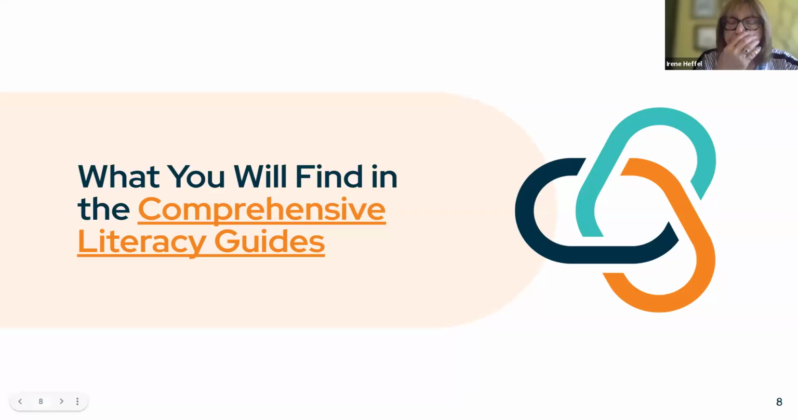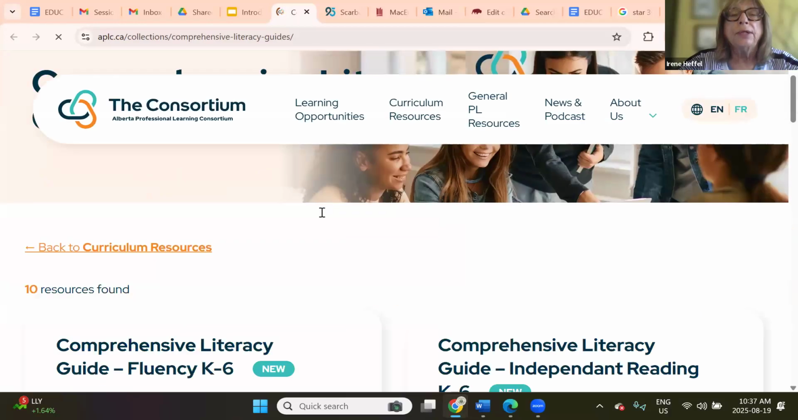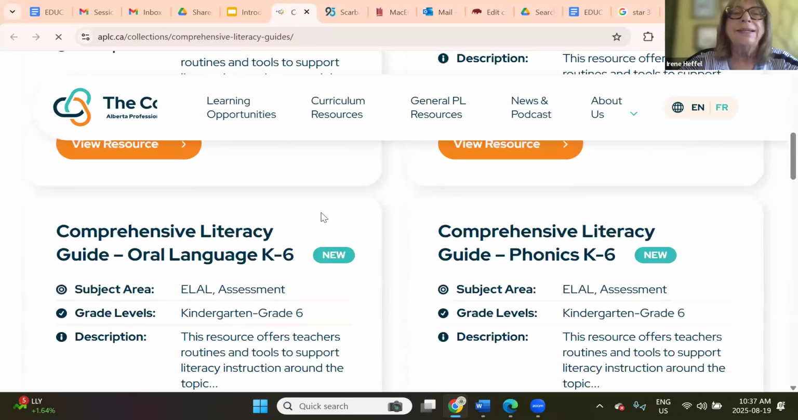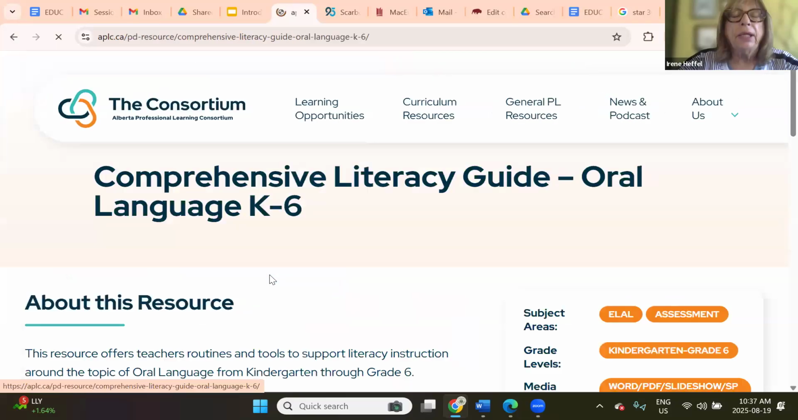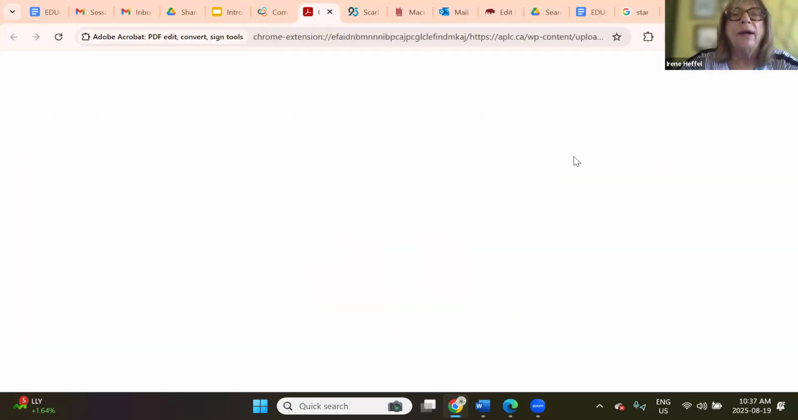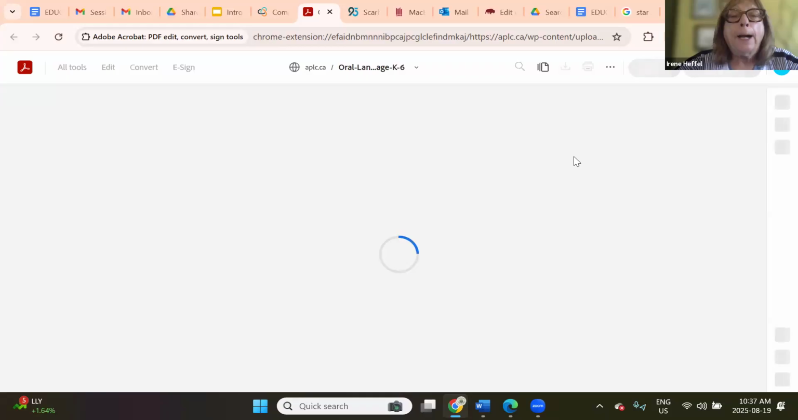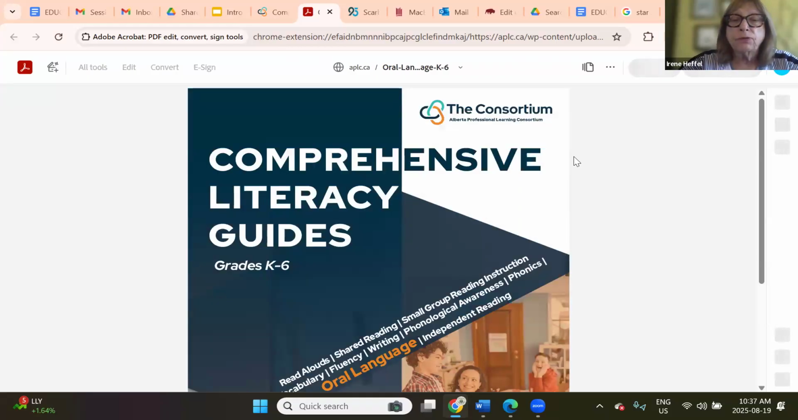So I'll just show you the oral language literacy guide and just briefly take you through what is in there. Not every guide is exactly the same as the other. However, there are common titles, common elements that go into each one. So I'll just show you.